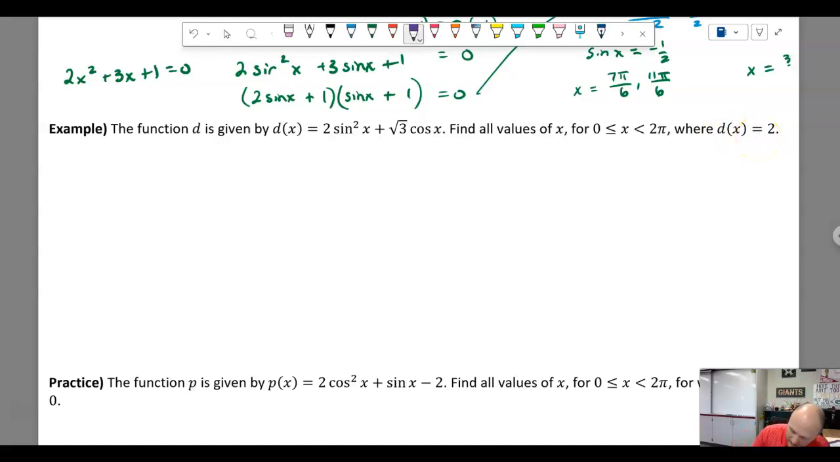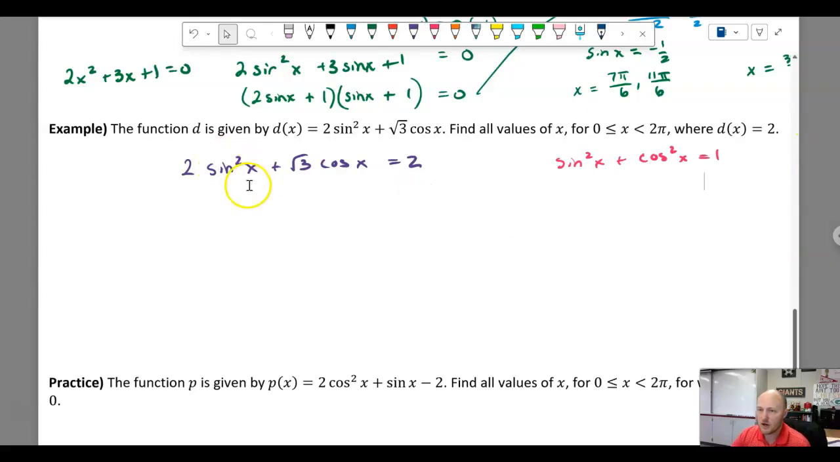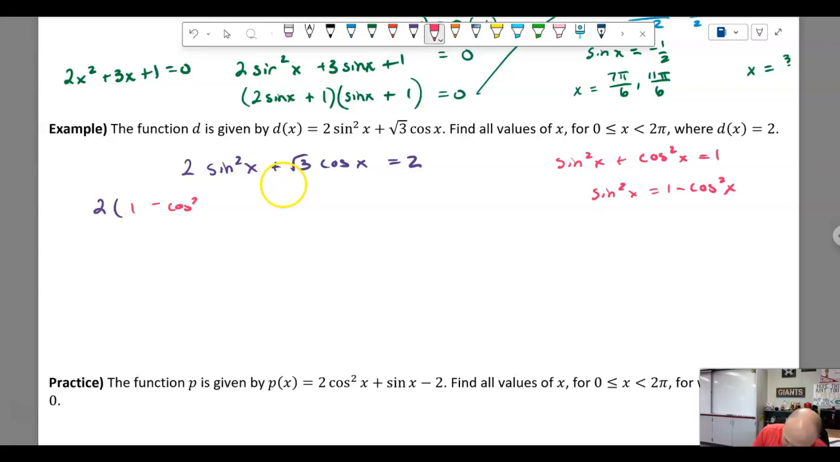Okay, let's take 2 sine squared x plus root 3 cosine x and set that equal to 2. And again, what we're going to do over here is take our Pythagorean identity, a squared plus b squared equals c squared. I want sine squared isolated, so I'm subtracting cosine squared on both sides. 1 minus cosine squared x. See, you don't have to store all those crazy formulas. You just start with one and you get to the other one. So I'm going to substitute this out. We end up getting 2 times 1 minus cosine squared x. I substitute that out.